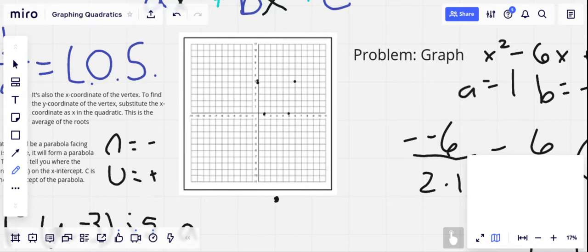Let's do so. The parabola would look something like that. It's not the neatest of drawings, but that would give you a good idea of what the parabola looks like.